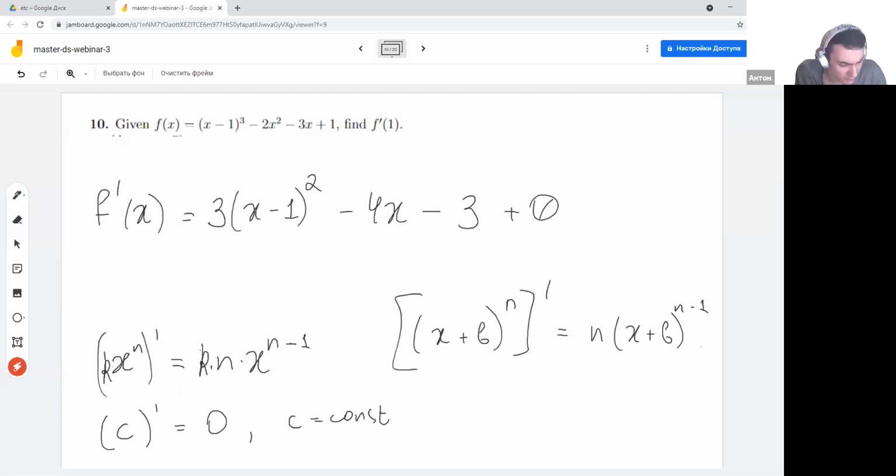Hope my Google Assistant didn't really say something. I saw it speaking. Anyway, yeah, plus 0 because there was a constant 1, and I just differentiated.